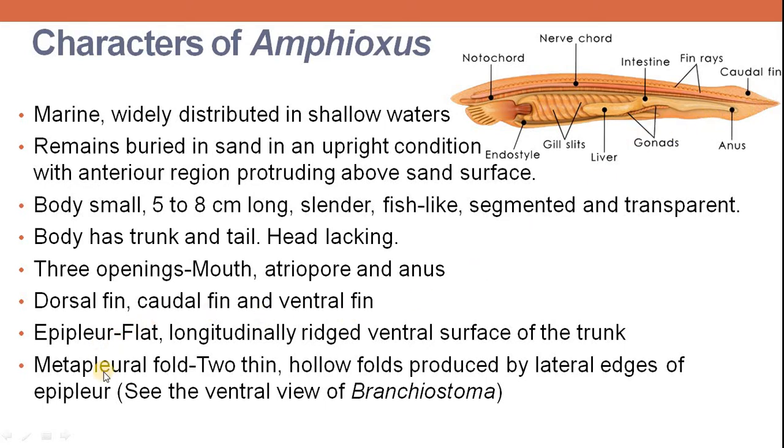Then epipleur and metapleural fold are the two terms which can be easily seen in a ventral view. Epipleur is the flat, longitudinally ridged ventral surface of the trunk. Ridges means projections; longitudinal projections are called longitudinal ridges. There will be an epipleur, and the two thin hollow folds produced by the lateral edges of the epipleur are called metapleural folds. It means both edges of the epipleur are turned inward. They are referred to as metapleural folds. They can be seen in the ventral view of Branchiostoma.